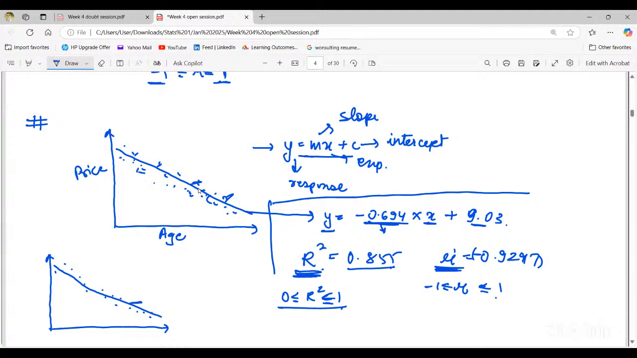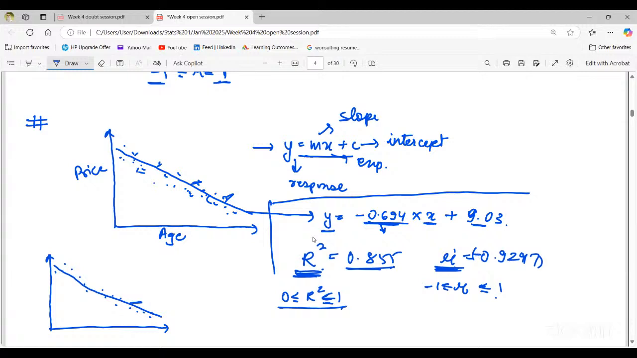Ma'am, excuse me. I understood how to calculate the correlation coefficient, but how do you calculate the R square? You are talking about this R square? Yes, ma'am, the 0.85. If you calculate the correlation and just square it, you will get the R square. But in quizzes and exams, we won't be asking you to calculate the R square.